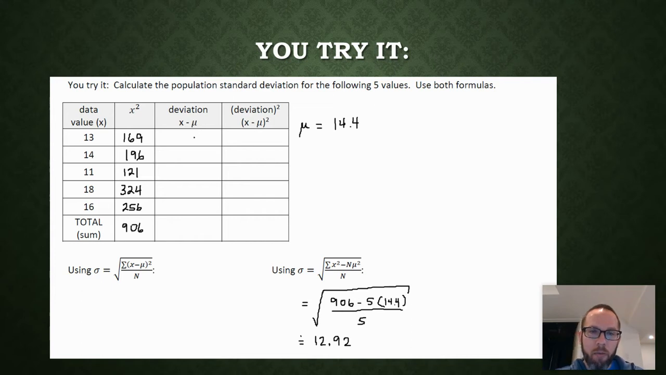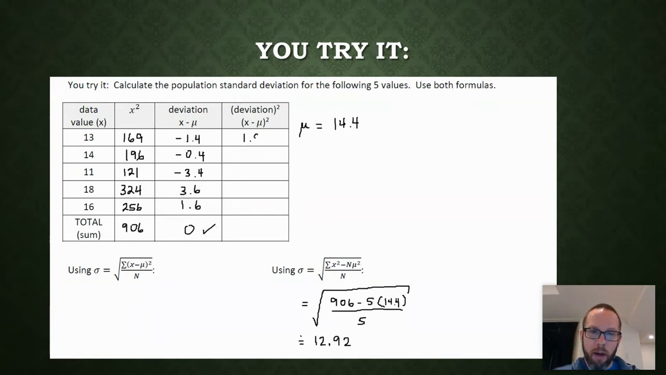So our mean was 14.4. 13 is 1.4 below that. 14 is 0.4 below that. 11 is 3.4 below that. 18 is 3.6 above. 16 is 1.6 above. And I'm going to do that quick mental check here. Can I do it mentally? Yes, I can. And those do add to 0. Checks out.